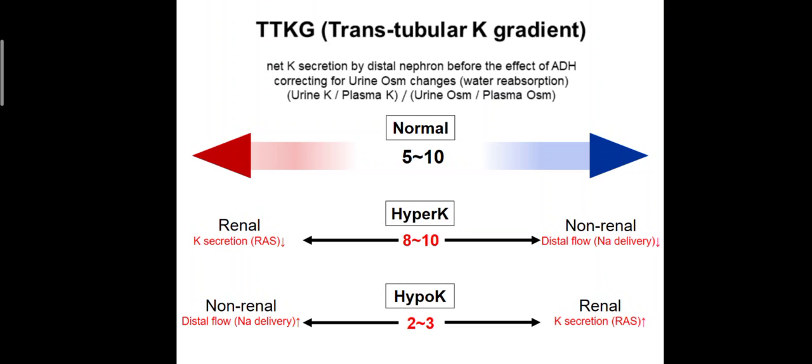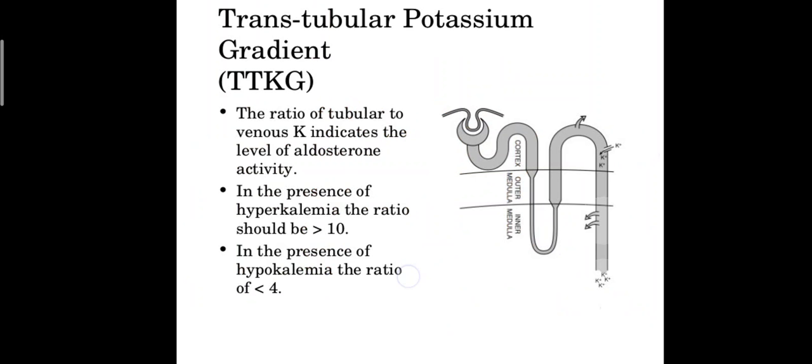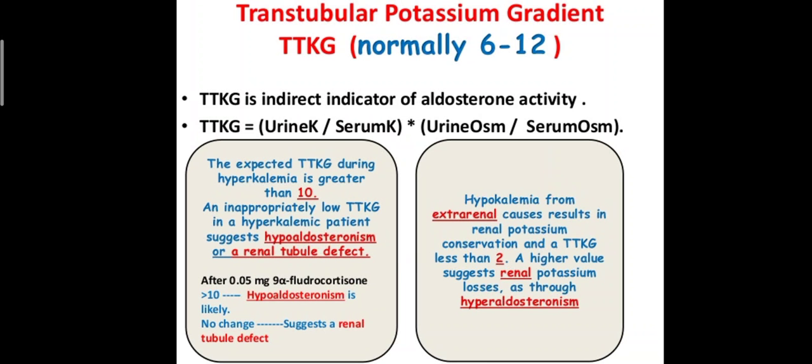So what does this indicate? It actually indicates the aldosterone activity. The ratio of tubular to venous potassium indicates the level of aldosterone activity. In the presence of hyperkalemia, the ratio should be more than 10. That means the aldosterone is functioning properly. In the presence of hypokalemia, the ratio should be less than 4. That means the aldosterone is functioning properly. So whenever you have some abnormality, you will get a decrease or increase in the value of the TTKG, and you understand whether it is a renal or a non-renal one.